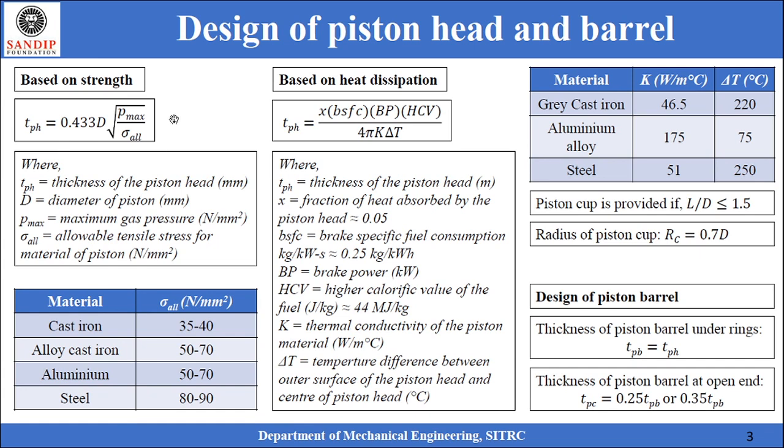If you observe this formula carefully, it looks similar to the formula of flat head used in pressure vessels, which we have seen in the first unit, or it is quite similar to the formula of design of cylinder head of an IC engine. In this formula, TPH stands for thickness of the piston head, Pmax is the maximum gas pressure, sigma allowable is the allowable tensile stress for the material of the piston, and D is the diameter of the piston, or you can say it is a bore diameter.